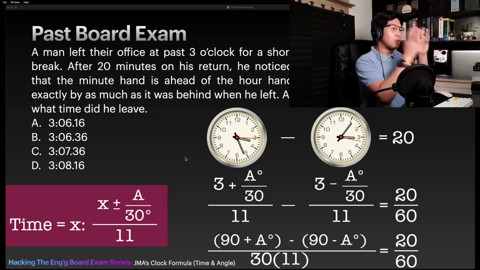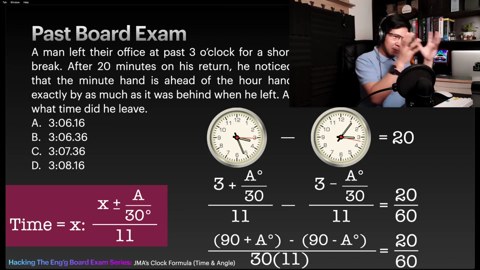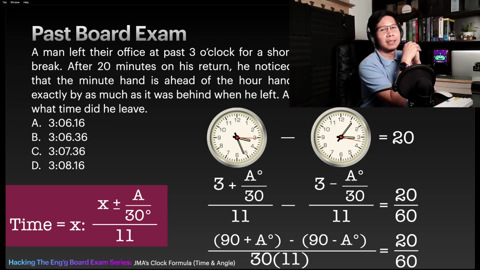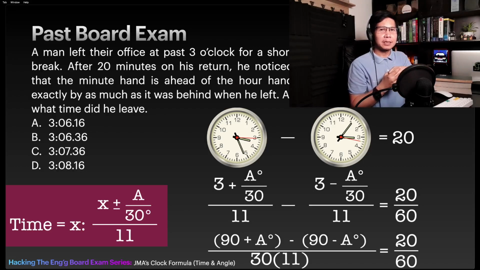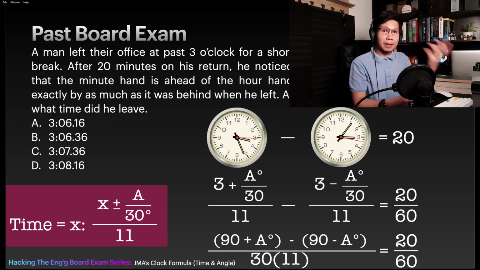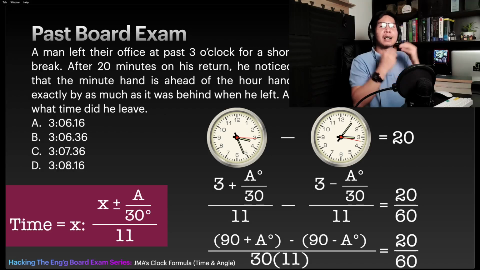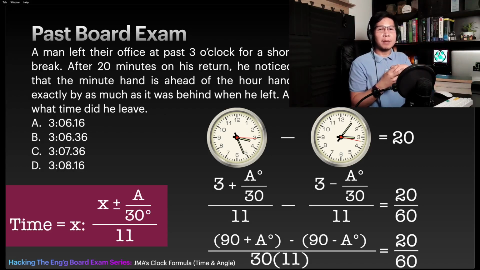That's the question where, if you don't have a shortcut formula, if you don't know the JMA's formula, you're in trouble. You'll just guess. Rather than consume 20 minutes on this one. It's a waste of the other questions where you should dedicate your time and energy. So again, I hope that when you use this formula, the clock problem in the board exam is just an easy question. So this is the first episode of Hacking the ECE, or Hacking the Engineering Board Exam Series.